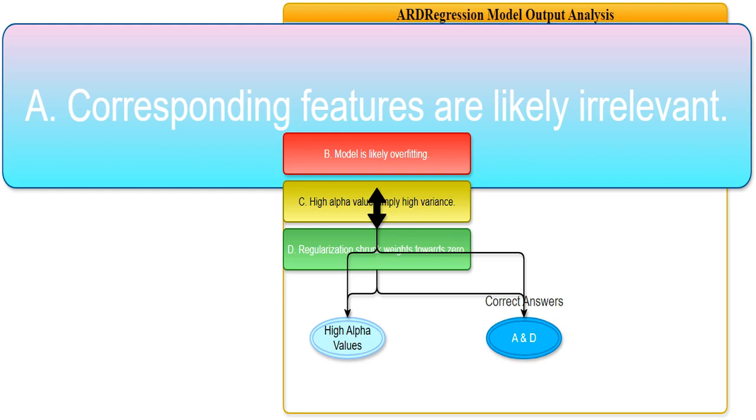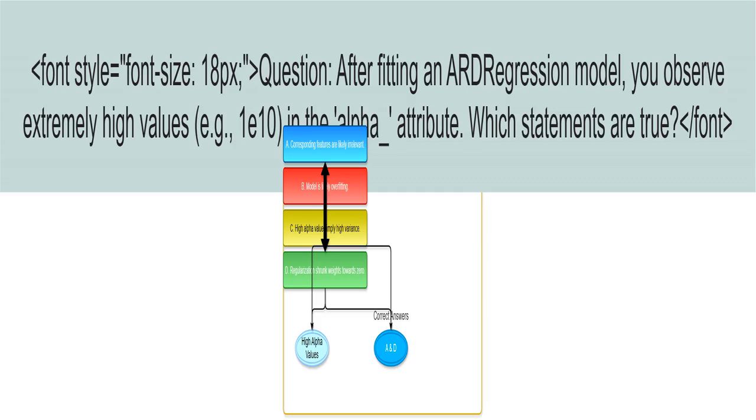I'll reiterate. A high alpha means low variance, not high variance, for the corresponding feature weight. High alpha leads to weights close to zero. Option B, model is likely overfitting, is also incorrect because high alpha values indicate regularization is working well. Overfitting would show up with very low alpha values and large weights, not the other way around.